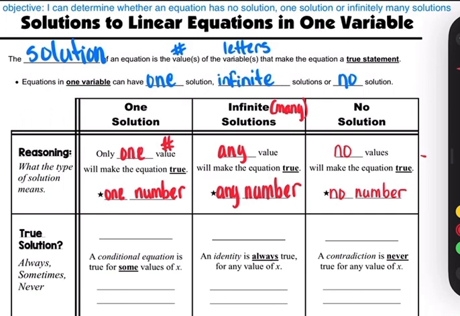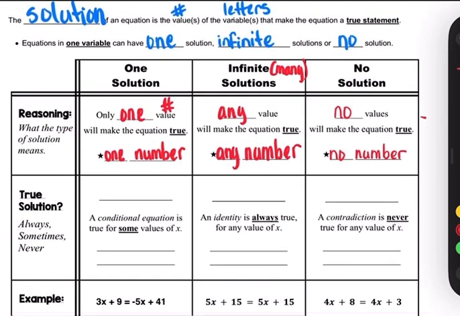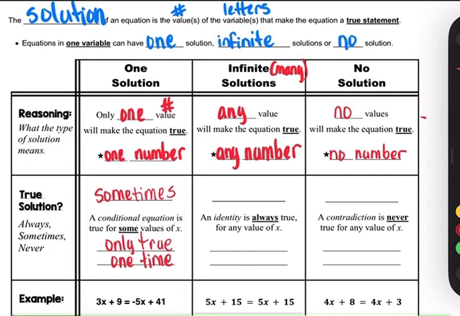So when we're looking at the differences, I want you to know this: the difference between one solution, infinite, and no solution. For one solution, it's sometimes true. Not all the time, but sometimes, because it's conditional based upon some values of x, which means there's only one true value, or one true number, that can make that equation true. Only one time that it can make the equation true.